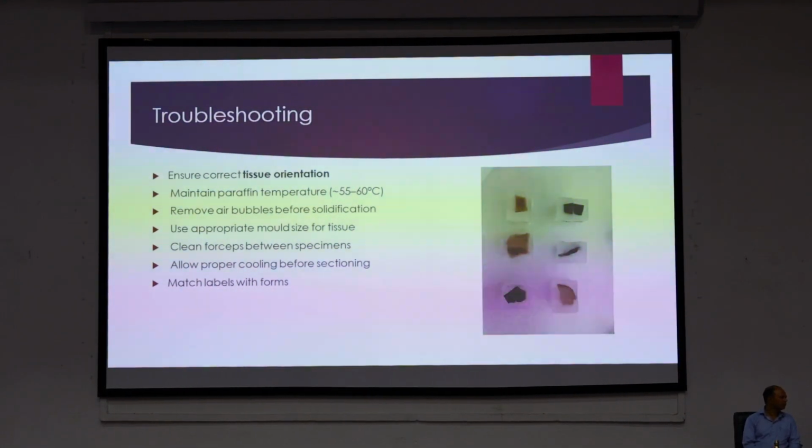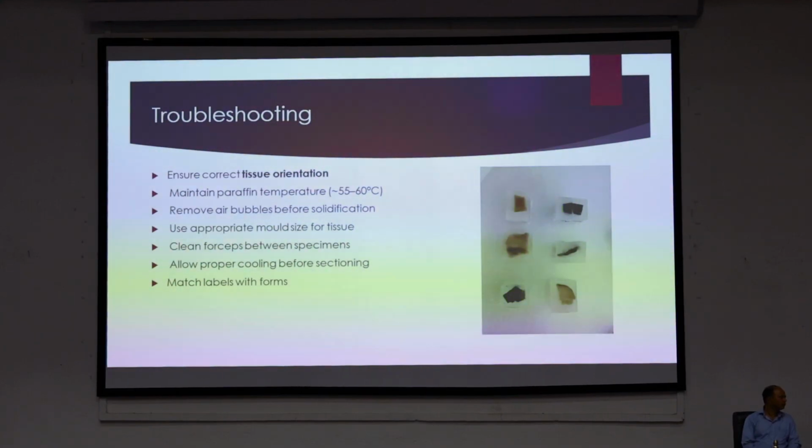Maintain paraffin temperature, that is 55 to 60 degrees. Remove air bubbles before solidification of the block. Use appropriate mold size for tissue. Clean forceps between specimens. This is a very important point, and I will mention it again.